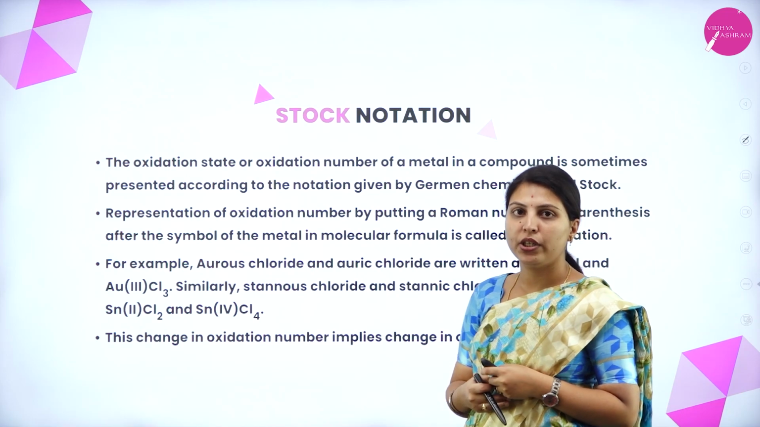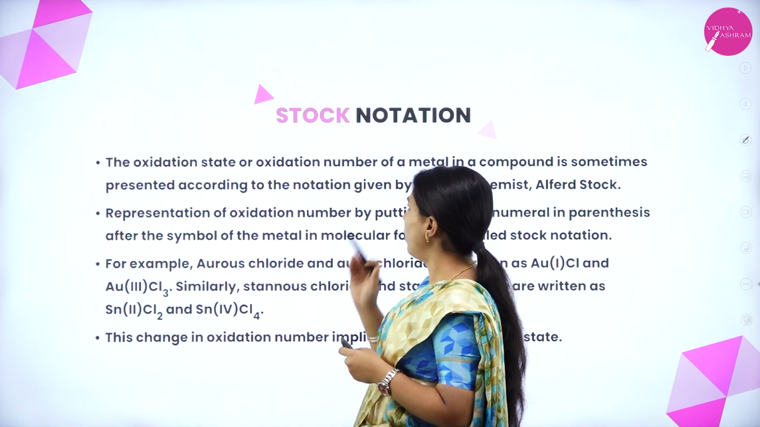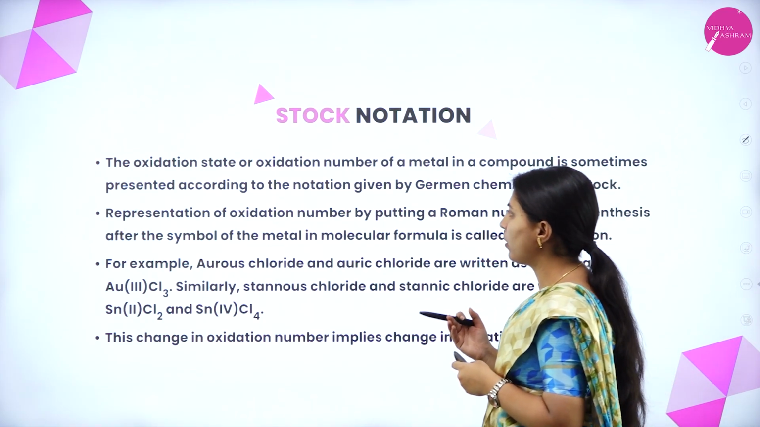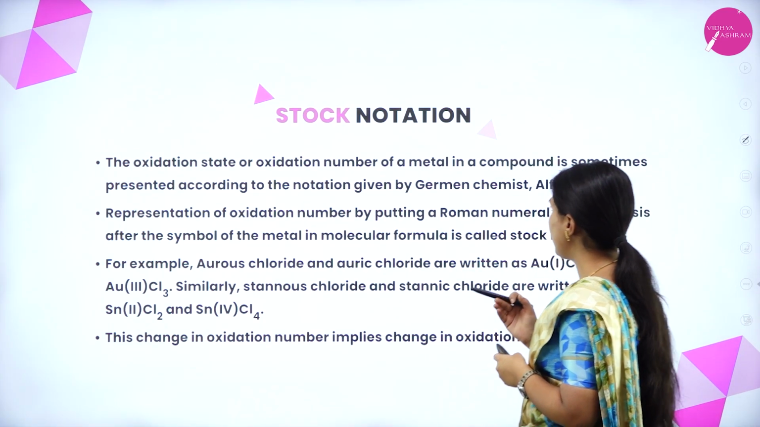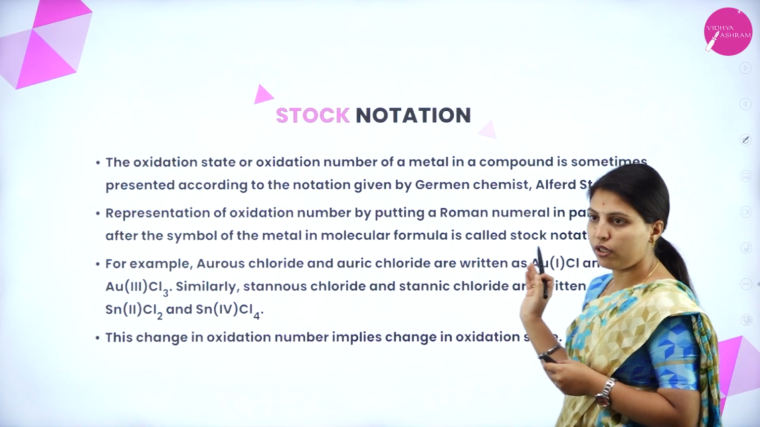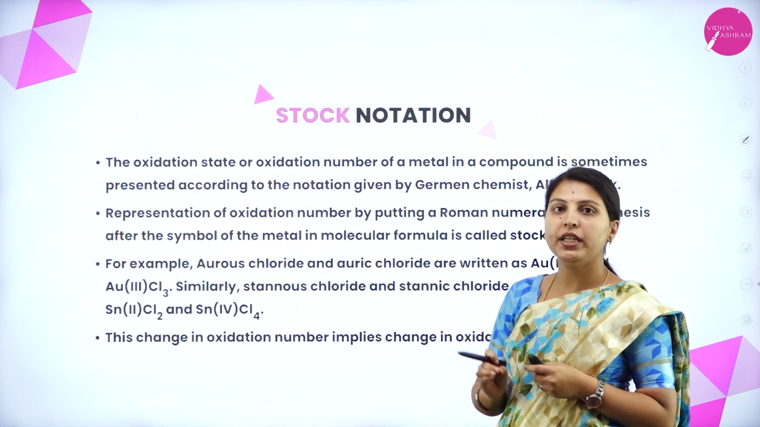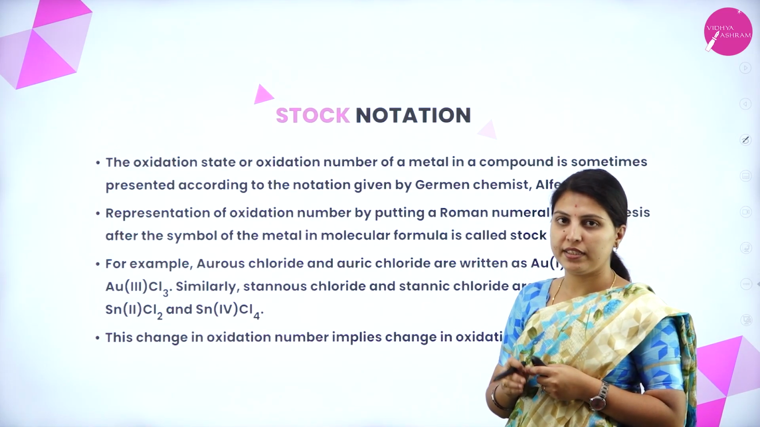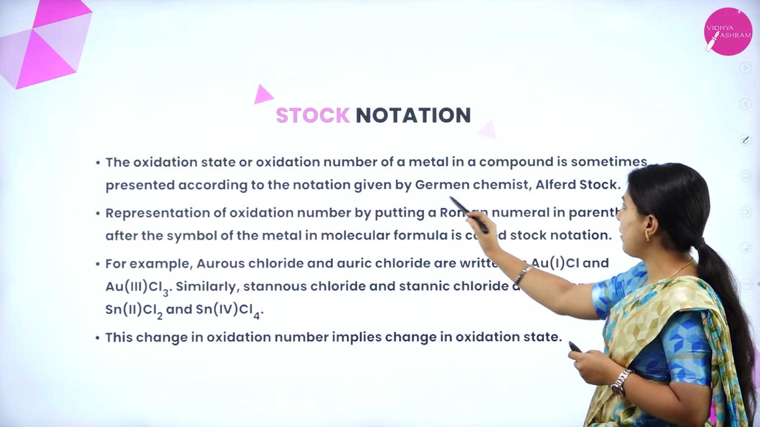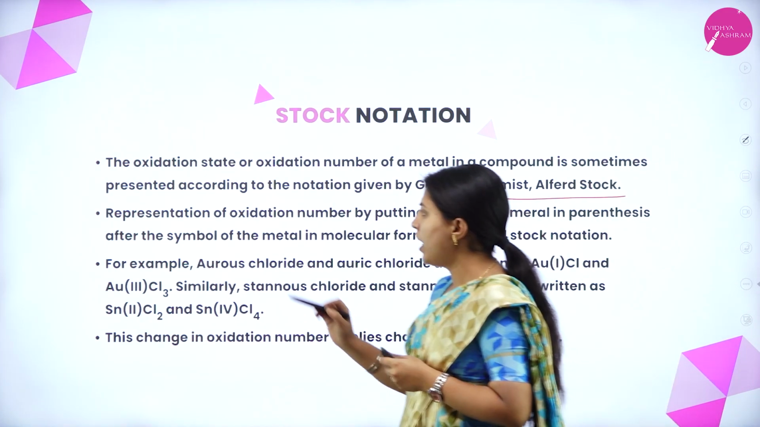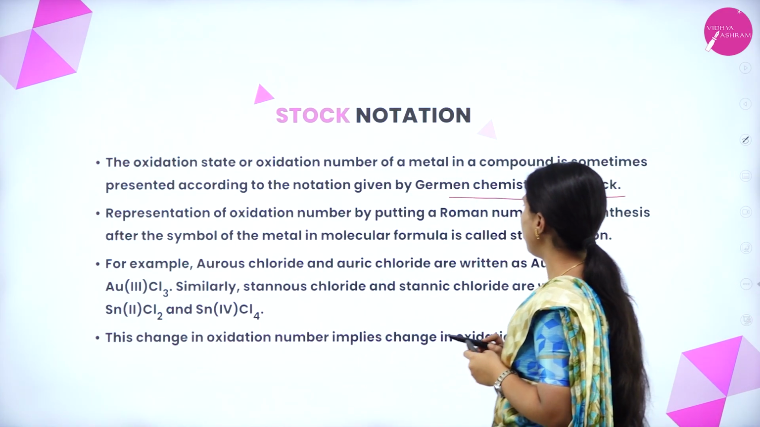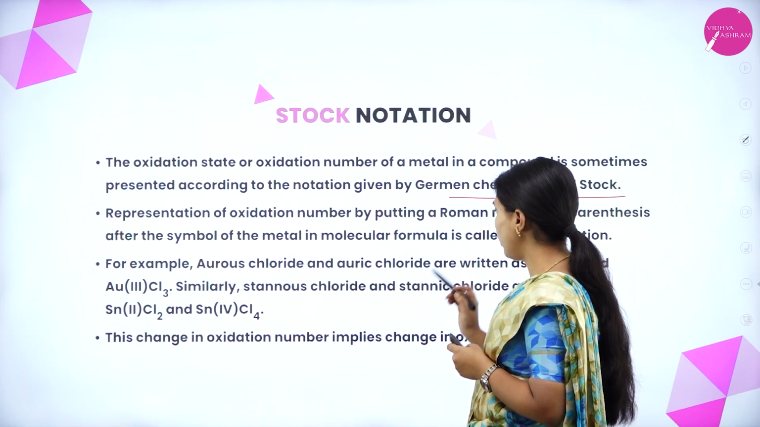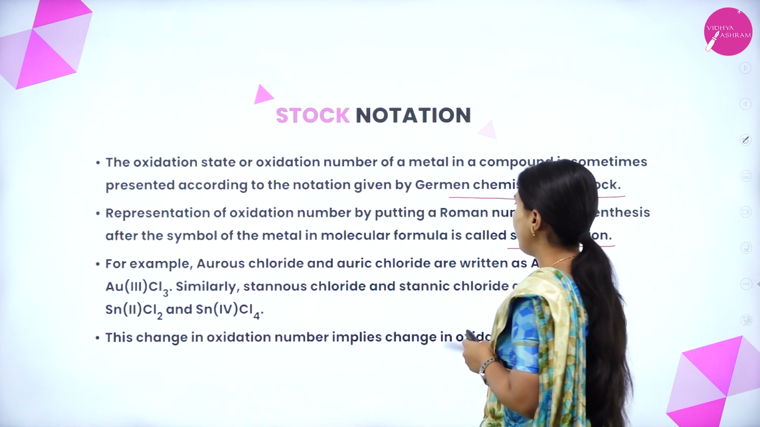Next, stock notation. The oxidation state or oxidation number of a metal in a compound is sometimes presented according to the notation given by German chemist Alfred Stock. In some of the compounds, the metal will be written with the oxidation number in brackets in Roman numerals. That was given by German chemist Alfred Stock. Representation of oxidation number by putting a Roman numeral in a parenthesis after the symbol of a metal in molecular formula is called Stock notation.